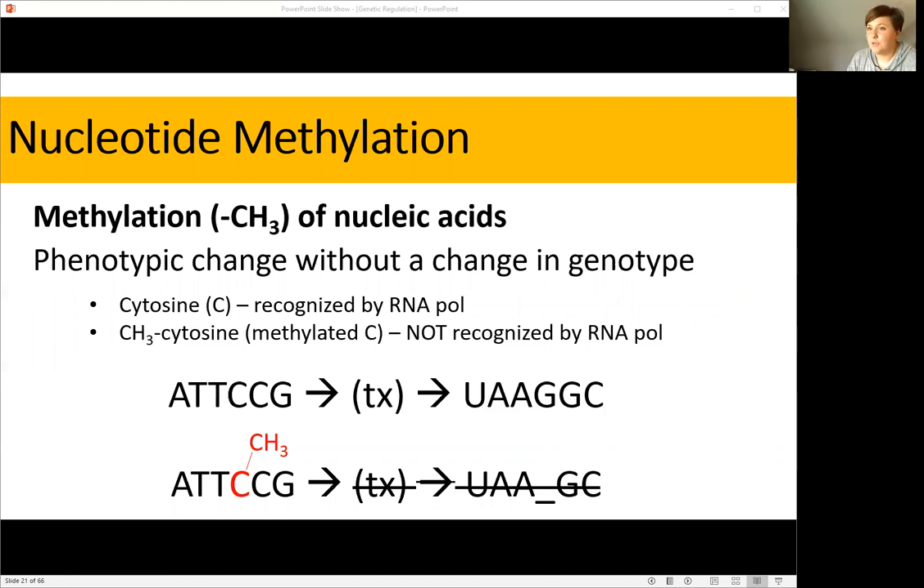This is actually very interesting because it ends up leading to phenotypic change without a change in genotype. What this means is that the gene itself, the nucleotide sequence, remains the same. Like you can see here, in both instances, the sequence is ATTCCG. However, on the bottom, when a cytosine has been methylated, transcription does not progress, and therefore the gene is turned off.